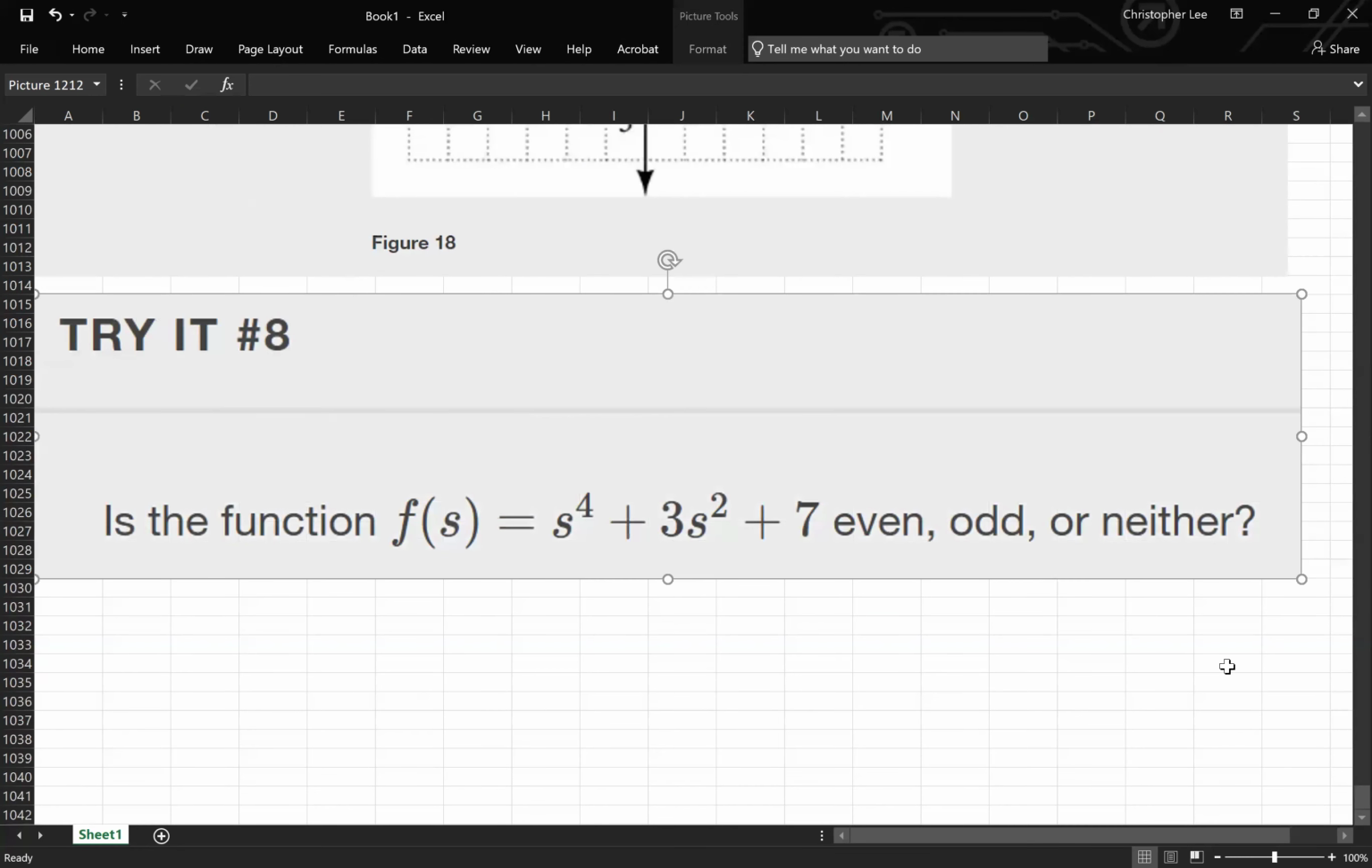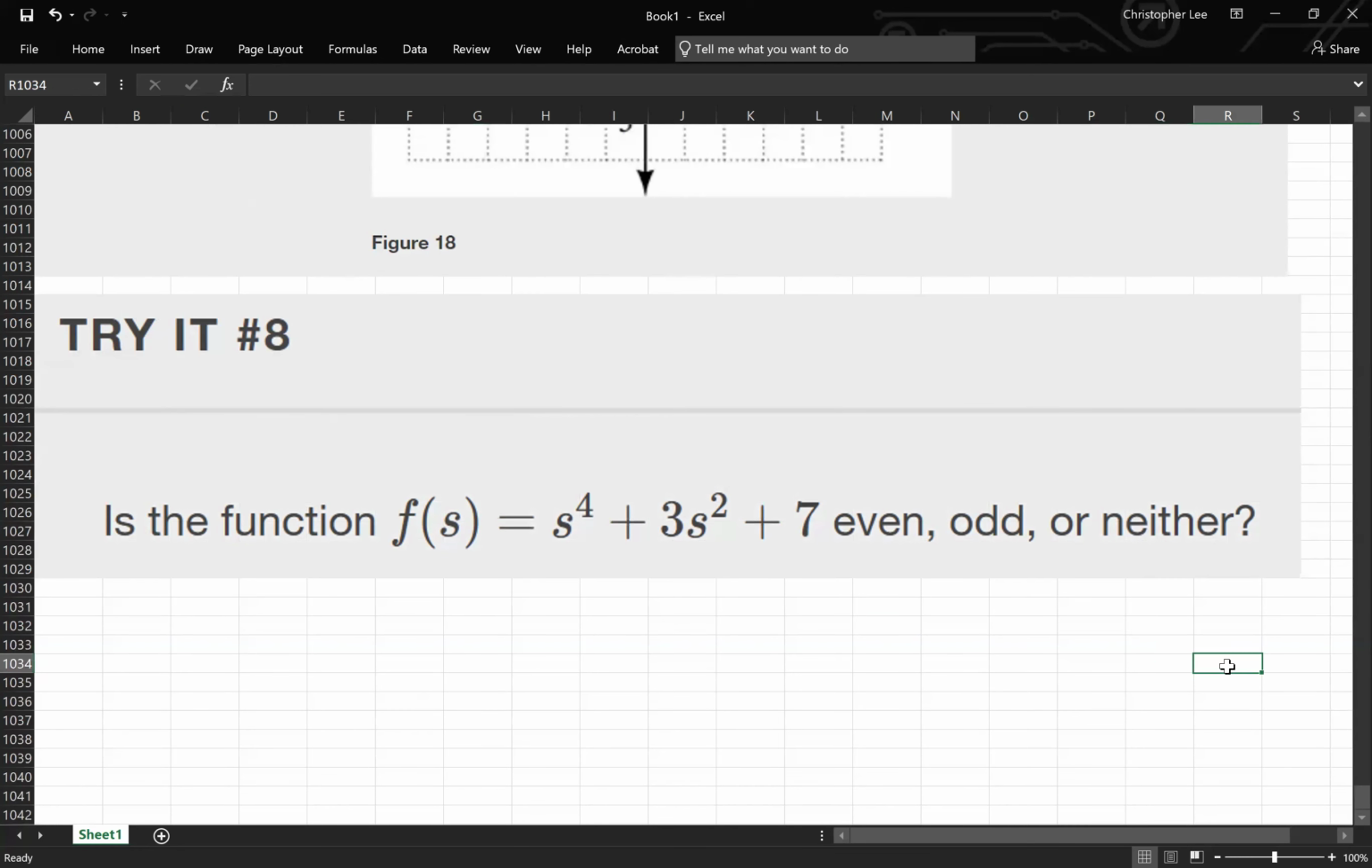Help me out real quick. Even, odd, or neither? Which one? Good. Why? Squares. Okay, good guess. All right, I said, yeah, change.